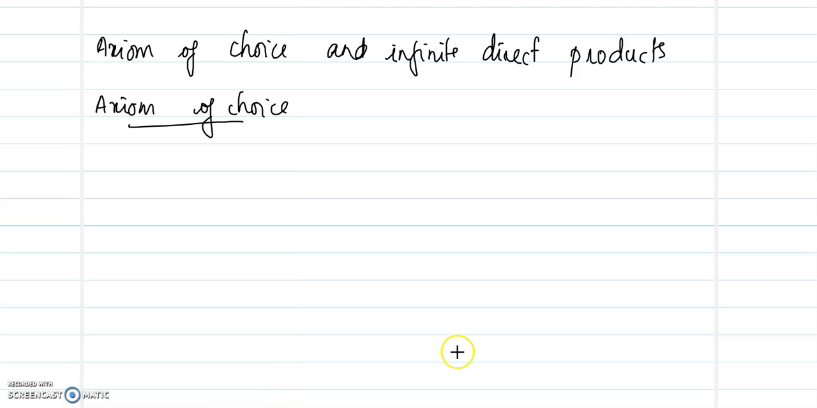Good morning. So in today's class we look at two more basic results. That's the axiom of choice and infinite direct products. Now let us start with the axiom of choice. The axiom of choice is one of the important axioms in set theory.